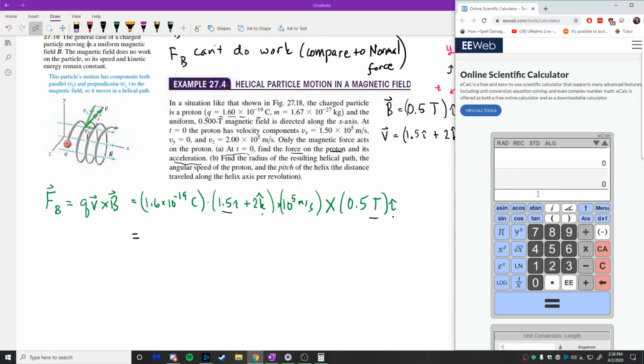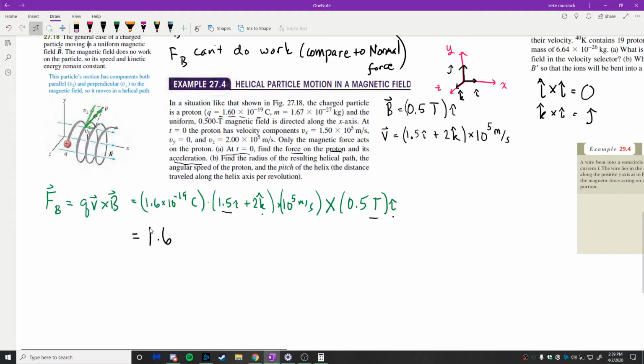So I just typed this in: 1.6 times 10 to the negative 19, times 2. We don't have to do the 1.5, it's going to be 0. So it's basically 2 times 10 to the 5, and then times 0.5. That's so much easier. So the answer is 1.6 times 10 to the negative 14, and that's the force. And it's times j hat, because k cross i was j hat. So that's the direction of the force.